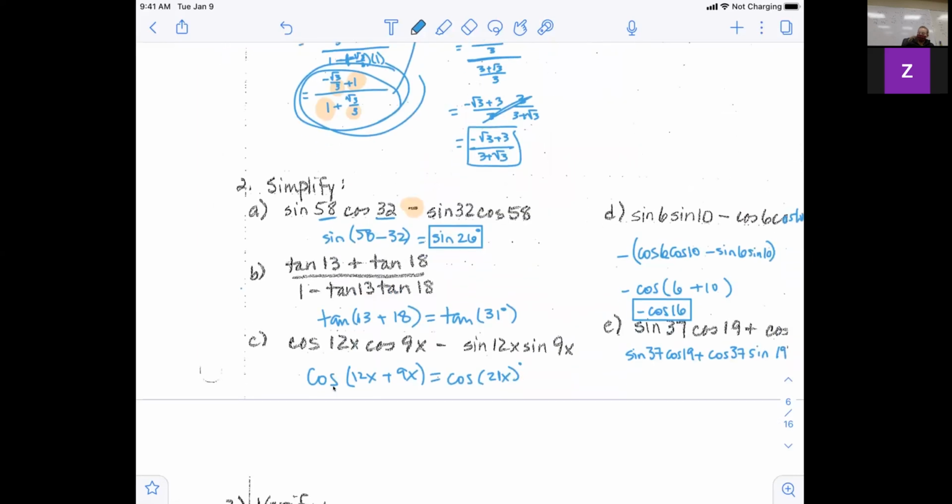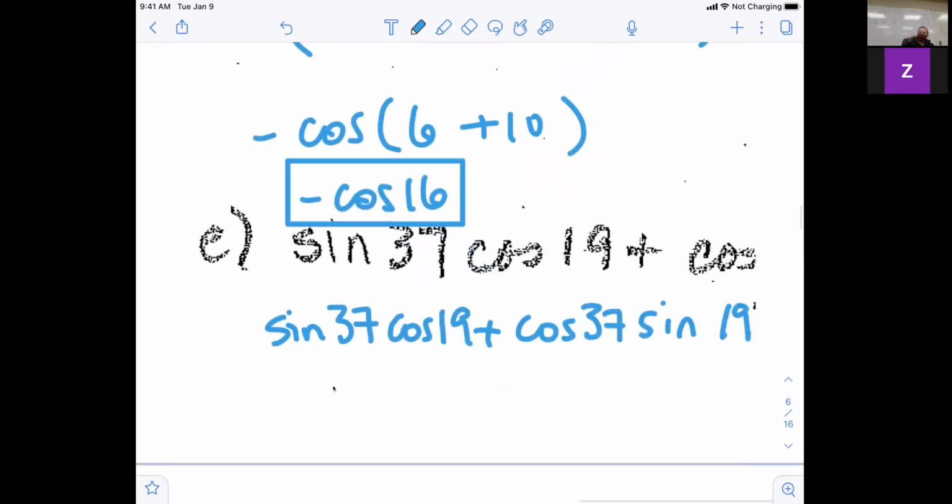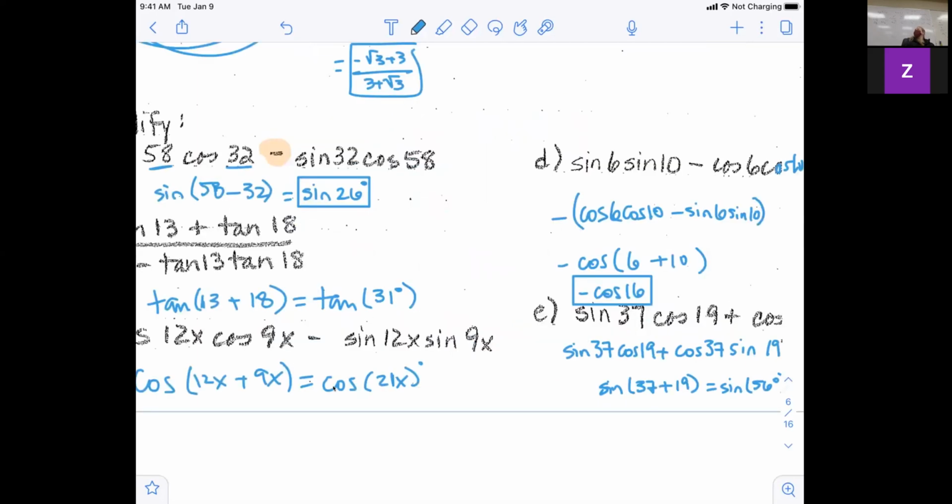All right, last one, E. Says sine of 37, cosine of 19 plus cosine 37, sine of 19. Is this sine, cosine, or tangent? Am I adding or subtracting these angles? Adding. It's the same. 37 plus 19 is 56. All right, how are we doing? Good. Answer to C was cosine of 21x.